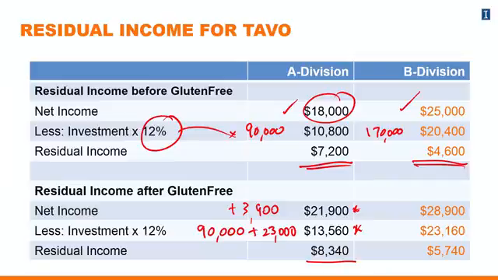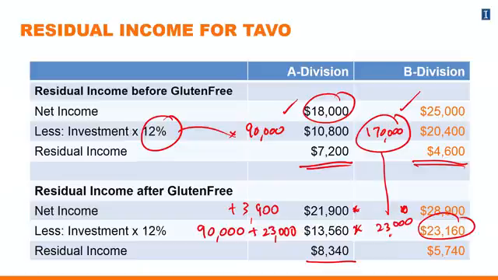For Division B, we have similar calculations. We have the original net income plus the gluten-free net income, yielding a total of $28,900, and the total investment of B division, the original $170,000 plus the $23,000 it takes to get the gluten-free option, multiplied by the 12% rate, yields $23,160. The difference between the income measure and the cost of capital charge is $5,740.